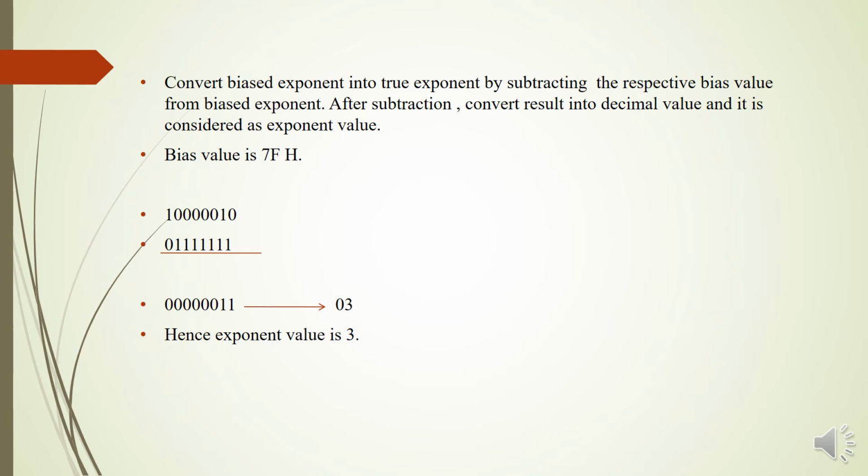Now convert the biased exponent into the true exponent by subtracting the respective bias value from the biased exponent. This is your bias value, and for the second one, it is the bias value; the first one is the biased exponent. Subtract them, we will get 3, and this 3 is considered as the exponent value.